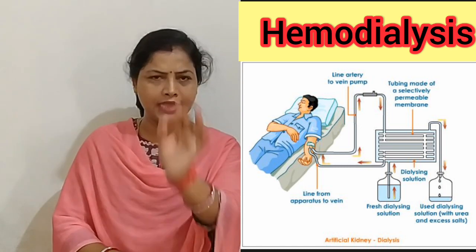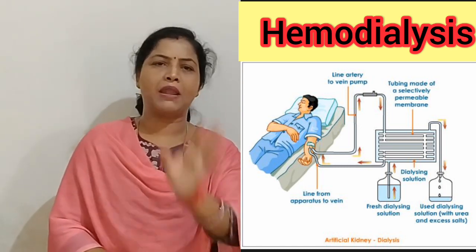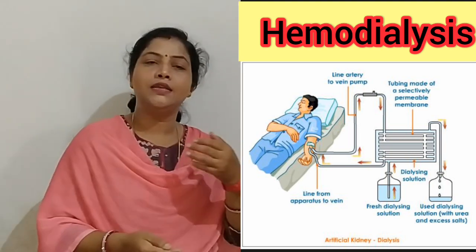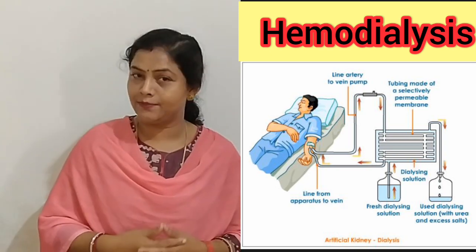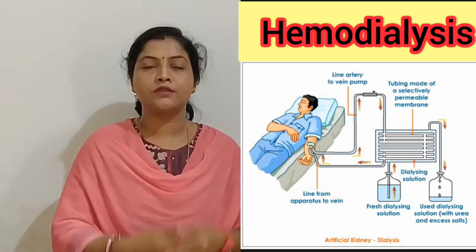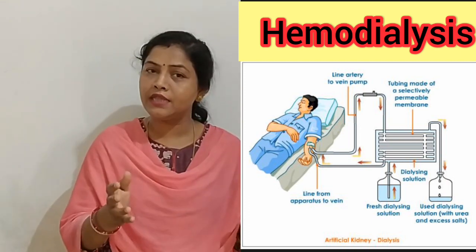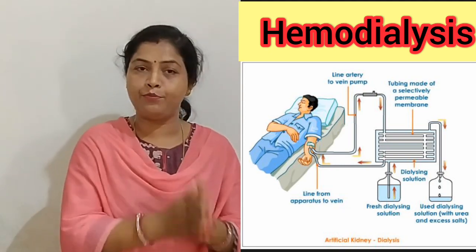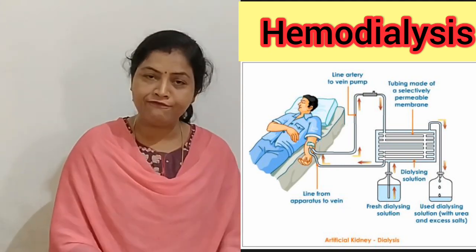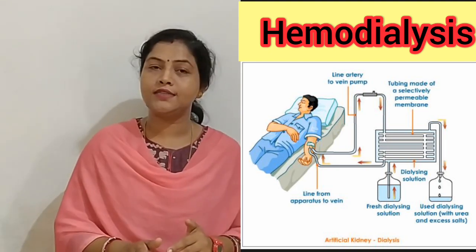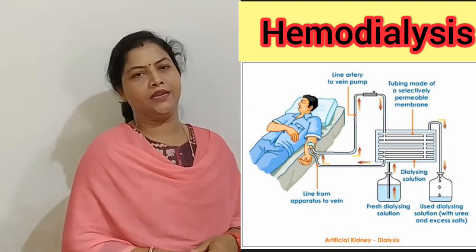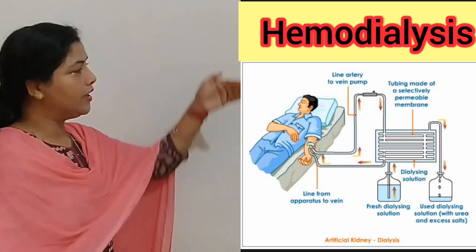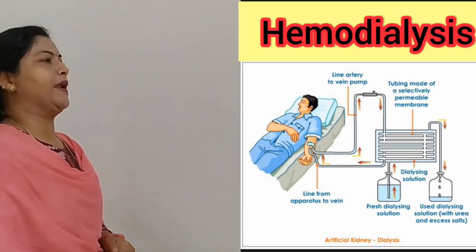This fluid is exactly the combination of plasma. You know about the blood plasma: 90% water, some organic substances, enzymes, hormones, salts. There are so many things in the blood plasma. So the same components are present in dialyzing fluid, and in the same fluid, cellophane tubes are suspended. You can look at this diagram.